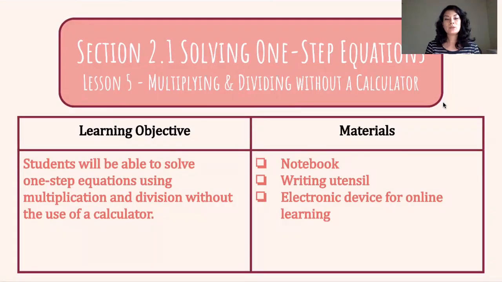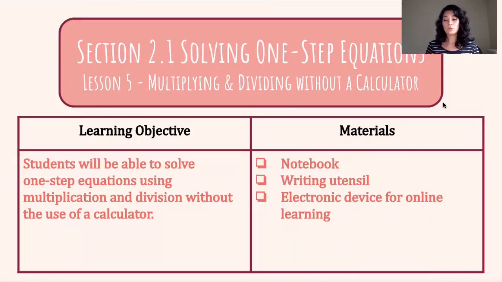So we're going to be continuing section 2.1 in this lesson. This is lesson 5, multiplying and dividing without a calculator. Because this is without a calculator, it might be a little bit longer than the last video because we're going to be doing things the old-fashioned way. Hopefully these are all skills that you've learned at some point in middle school. We're going to be focusing on just integers and decimals. So let's jump right into it.